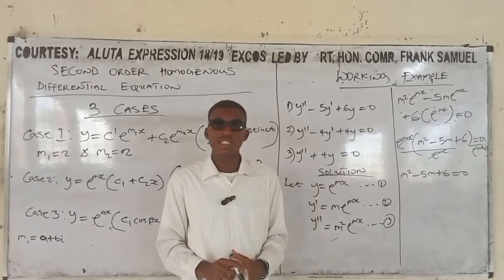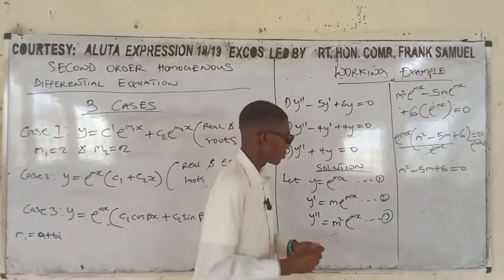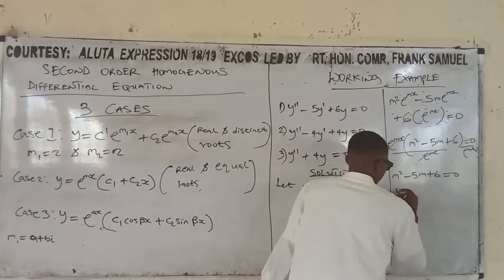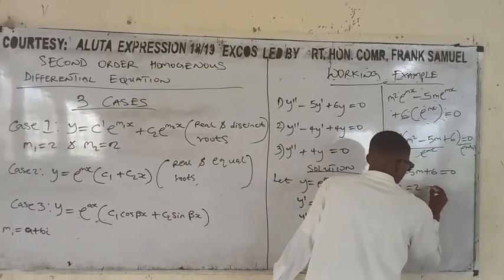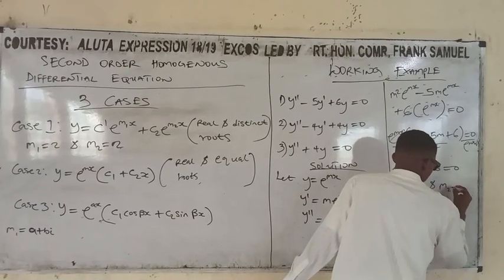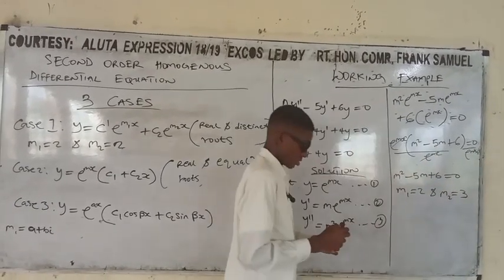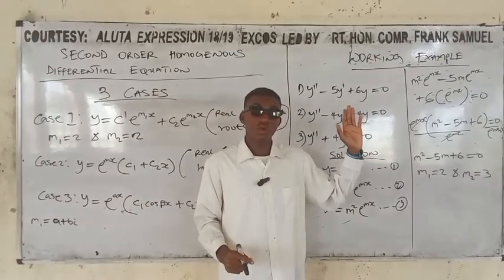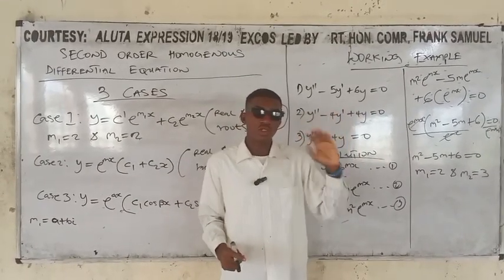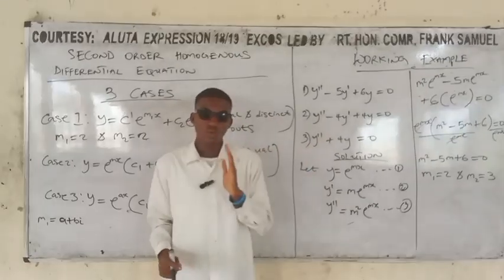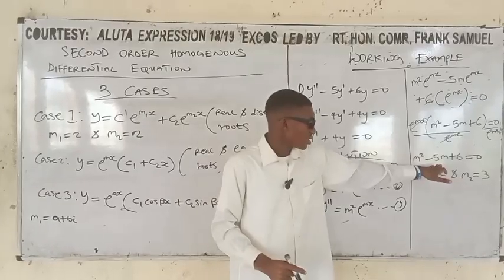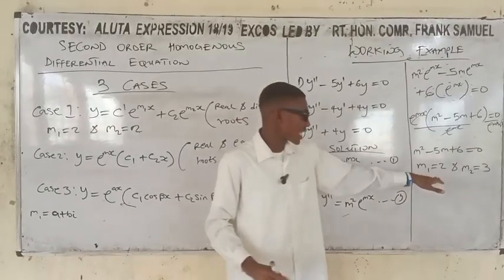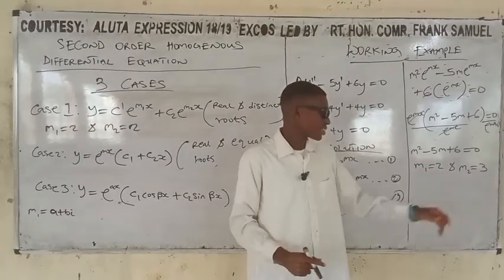Now, solving this using factorization method to get the roots. You know that if you solve this using factorization method, m1 equals to 2 and m2 equals to 3. That is why quadratic equation is very, very important. If you don't understand quadratic equation, second order differential equation might confuse you a little bit. This is a quadratic equation. We solve this quadratically using factorization method. We got m1 as 2 and m2 as 3.